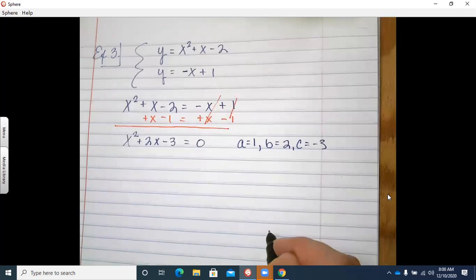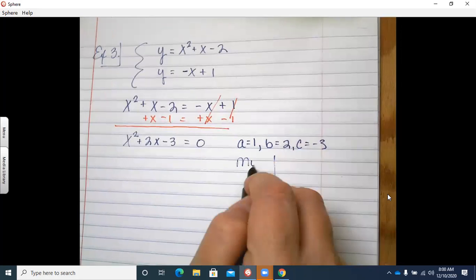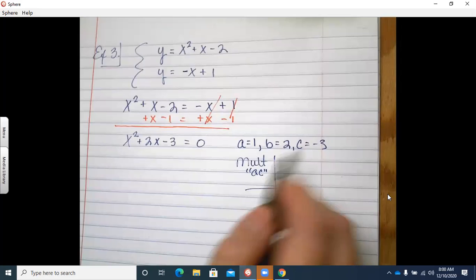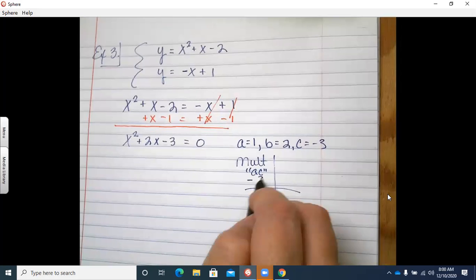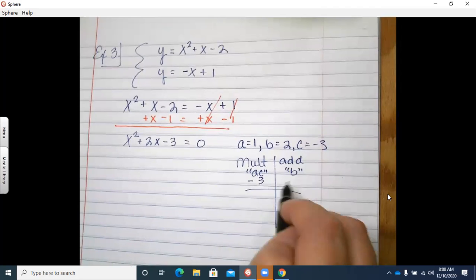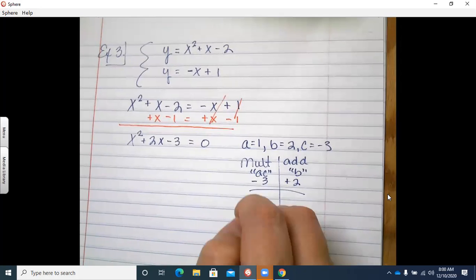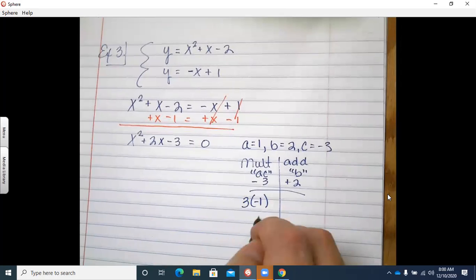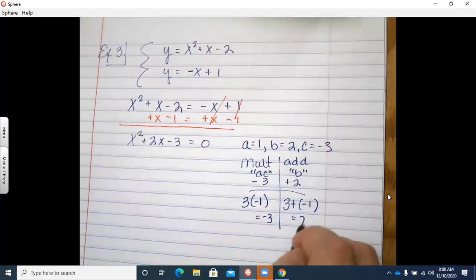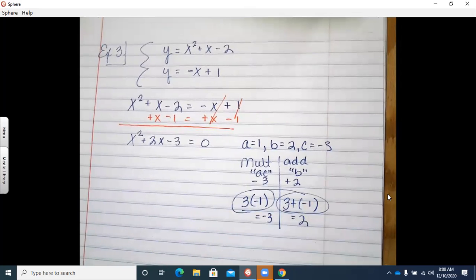We already said it, but I'm going to show my work. Find two numbers that multiply together to give me A times C. A times C is negative 3. And two numbers that add together to give me B, and B is positive 2. So we said positive 3 times negative 1 equals negative 3, and 3 plus negative 1 equals positive 2. So boom, positive 3 and negative 1 is what works.